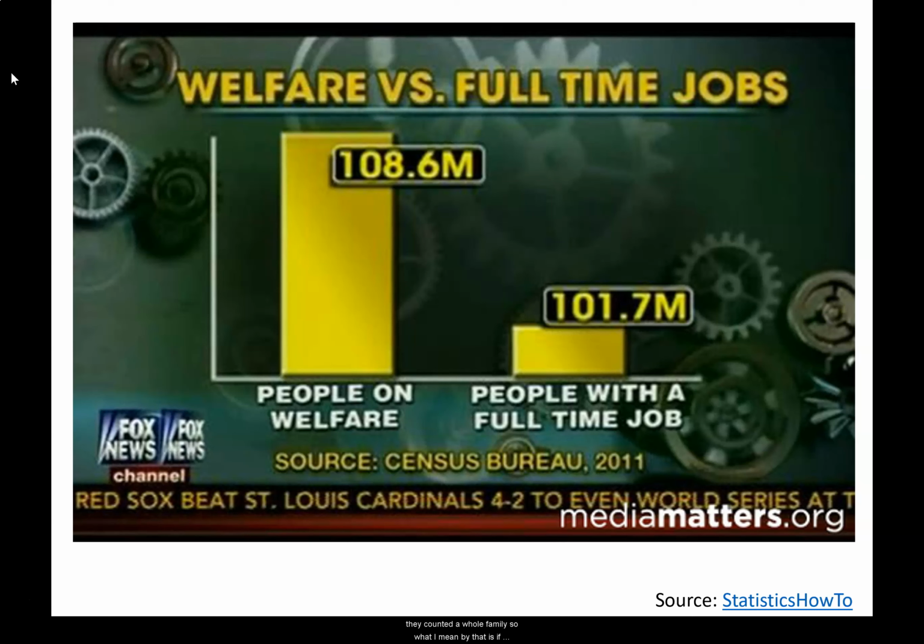So what I mean by that is, if you lived in a household with your other family members, and let's say your uncle came to live with you for a short amount of time, and in that year, your uncle received some form of welfare. This 108.6 million doesn't just count your uncle. It also counts everyone else in your household. So it's very deceptive in how they are counted. We're counting individuals with a full-time job, but we're counting whole households of people in the welfare number.